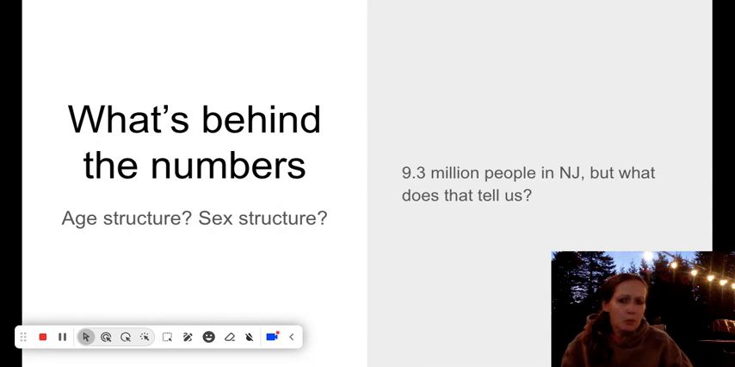So remember, when we look at population, we have all these numbers, right? You've been doing the data in class, but what is behind those numbers? When you make those population pyramids, it shows you the age structure of a population, but also the sex structure of a population. What else does it tell you? Well, maybe nothing else unless you include other information. So we know in New Jersey, there's 9.3 million people. That's a lot of people. But what does that tell us? That number alone doesn't tell us anything about the age, the gender, the race, the religion, the job. It doesn't tell us about any of that.